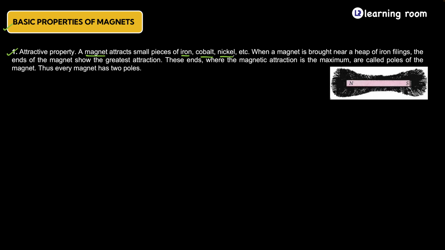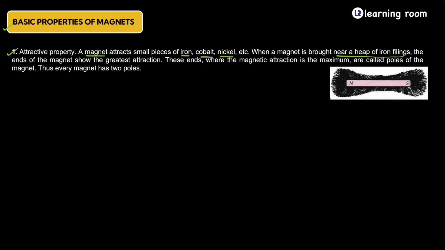Okay. So when a magnet is brought near a heap of iron filings, whatever you call it, basically it is the powdered pieces of iron. Have you ever seen it? Actually, I was supposed to have it, but it's missing. It'll be brown in color, right? It'll be fine particles.